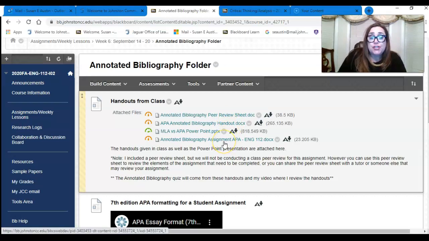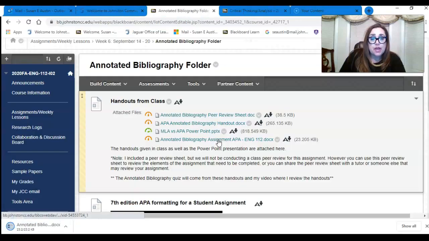All right, so I have two handouts here. One is the actual assignment, and it'll take you through all the guidelines for the assignment. And then there's a general handout that outlines some of the parts of the annotated bibliography. Between these two handouts, some of the information may be a little repetitive, but it doesn't hurt to see it a couple of times just so you understand it better. But the actual assignment information is in this one, so I'm going to start here.